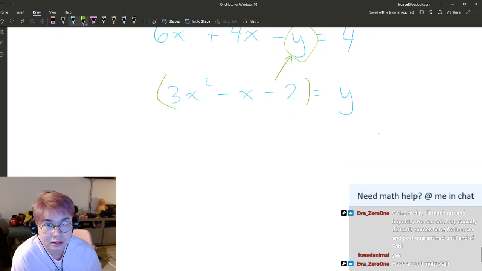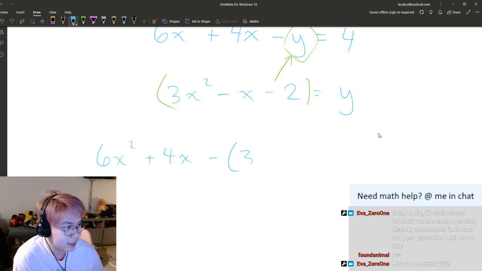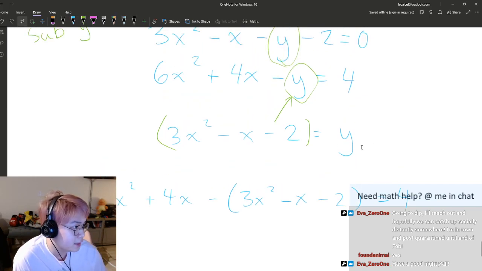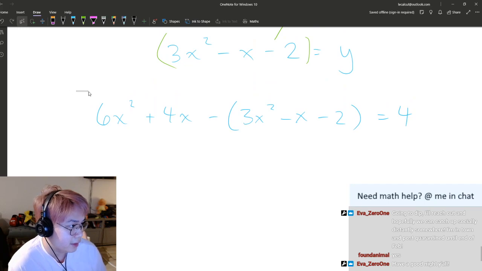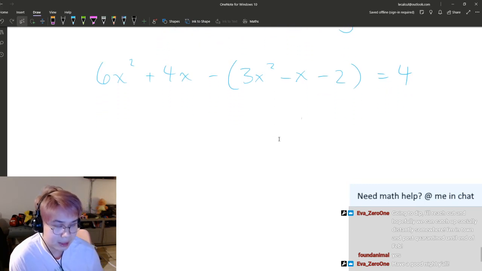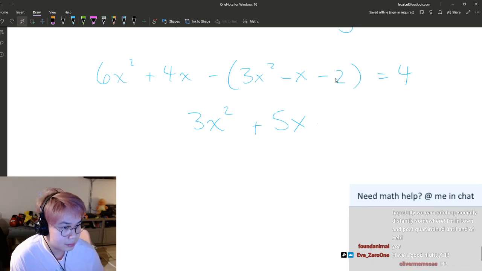So what I get is 6x squared plus 4x, subtract all of this stuff that I got from the isolation, and that just needs to be equal to 4. This is useful because now I don't have a formula with two variables, it just has one. So this is solvable for x. We just need to make this look a little bit nicer. So 6x squared minus 3x squared is going to be 3x squared. 4x subtract a negative x is going to become 5x. And then you have subtracting a negative 2, which is plus 2.